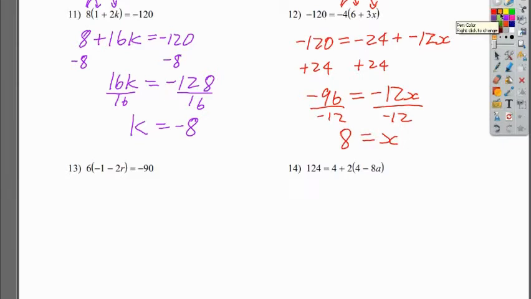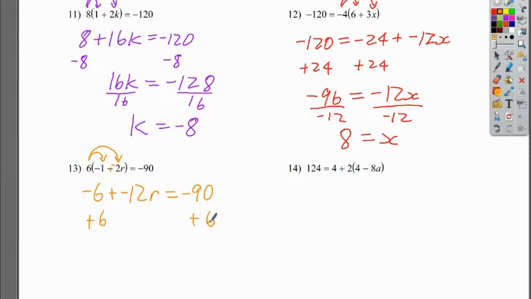Looking at the next, again, we're going to start by distributing. We'll distribute that 6. 6 will be multiplied by everything in the parentheses, which gives us negative 6. And now again, that's a negative 2r. So negative 6 times negative 2r gives me a negative 12r.